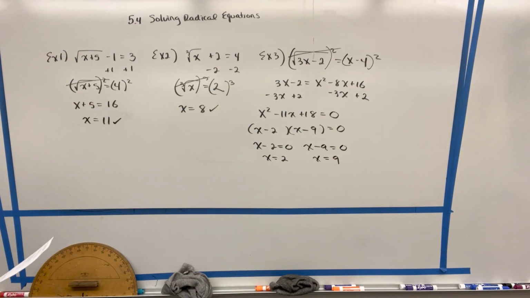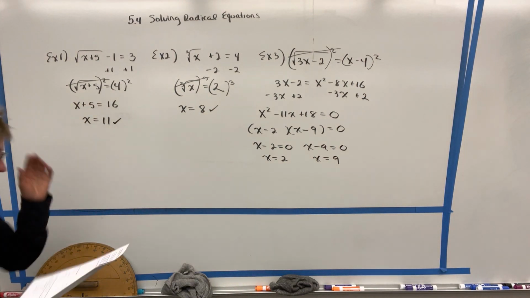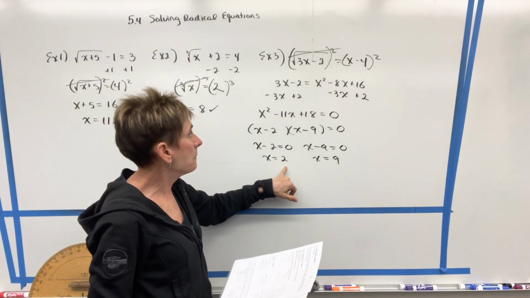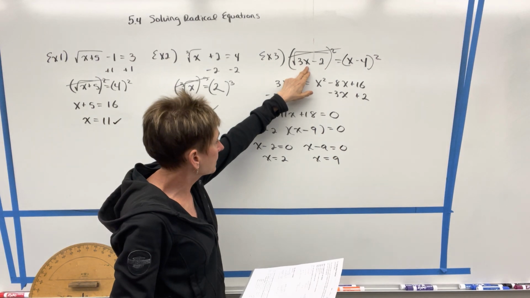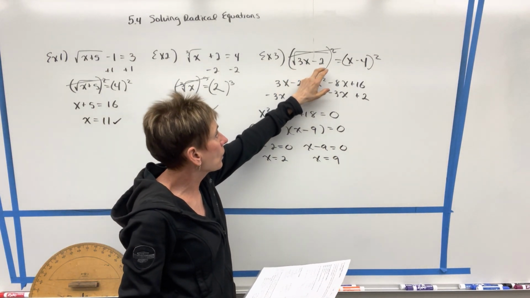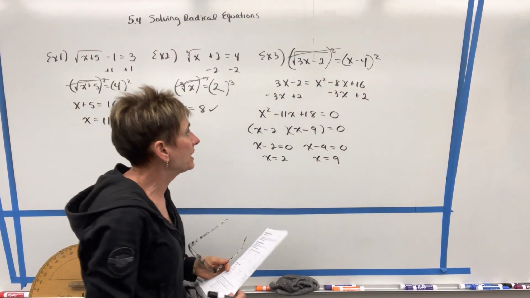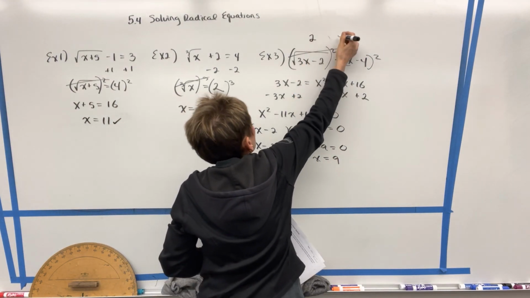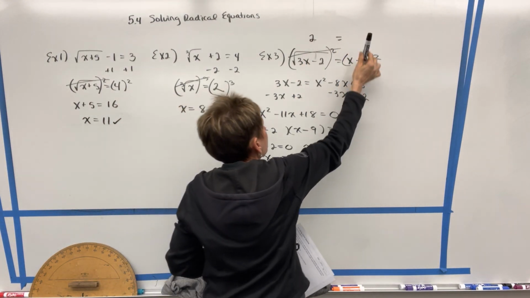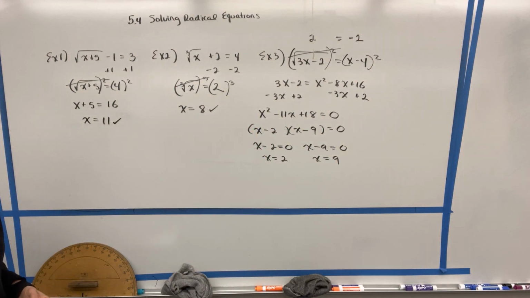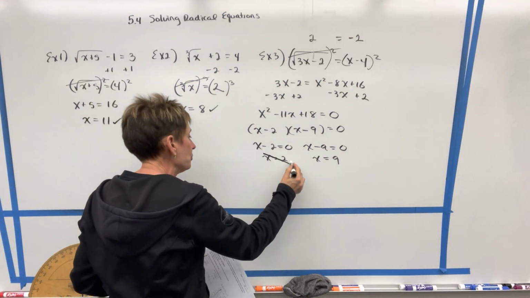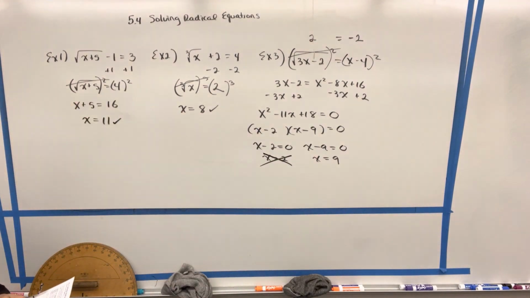Now let's plug them back in and see if they work. If I plug 2 in, I'm taking 3 times 2, which is 6, minus 2, which is 4, and taking the square root of 4 to get 2. Is 2 equal to 2 minus 4, or negative 2? No. So we can see that the actual answer is not correct for 2. We have a solution, but it's called an extraneous solution because it doesn't work when I plug it back in.